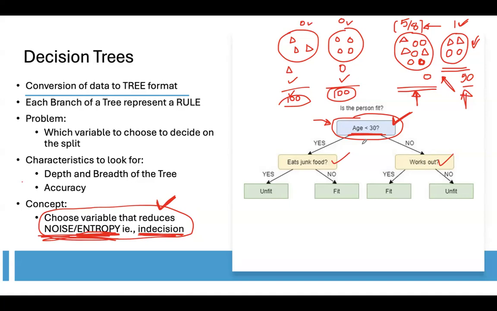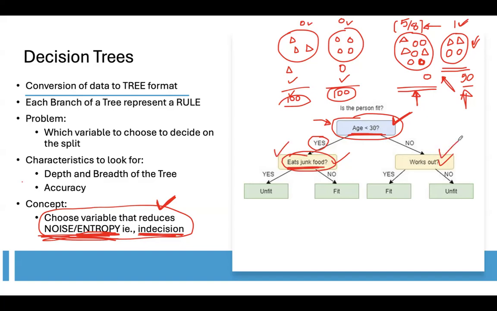Okay. And the second question on the left branch, if it is yes, then I'm asking about food. Why not workout? The reason is that if the age is less than 30, in that case, food is giving me more information and is reducing the noise in the system more than workout on the left branch. Therefore, on the left branch, I am asking about food. And on the right branch, I am asking about workout.